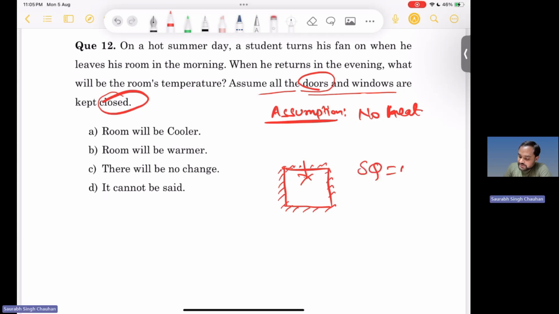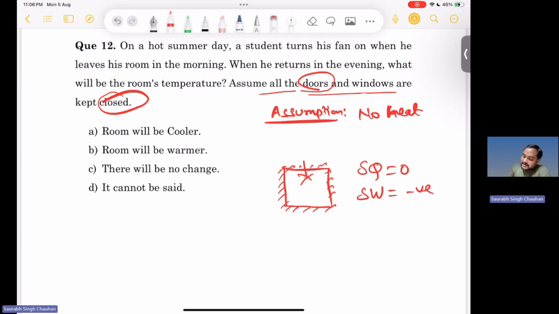So del Q is 0. But del W is not 0. Why? Because there is a fan. So there is some work being done on the system. If you assume the air inside the room to be the system, then there is some work that is being done on the system. This is electric work or shaft work, whatever you want to call it. So delta W is some negative value because it is being done on the system.